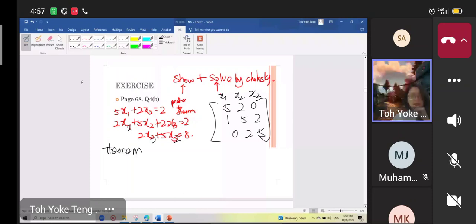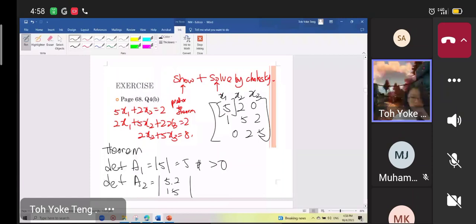And then as you go through this matrix form, we apply the theorem. The first thing, we prove the submatrices. So the determinant of A1 equals 5, which is greater than 0. And then the second one, A2, the determinant of 5, 2, 1, 5. So this one, cross multiplication. So 25 minus, sorry, I made a mistake here. This one should be 2. It should be first to here. Okay, minus 4, so equals 21. That is greater than 0 also.